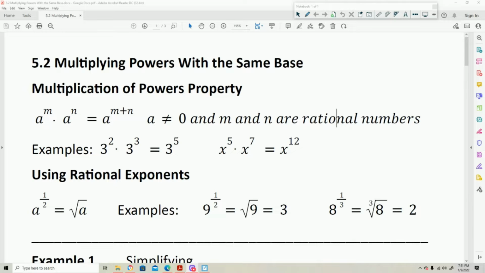Okay, when I have a variable base, as long as they're the same, you can simply add 5 and 7 and you get 12. You've got 5 x's here, 7 x's here multiplied together, and you get 12 x's multiplied together. Okay, and that's the first property. That is the multiplication of powers property.